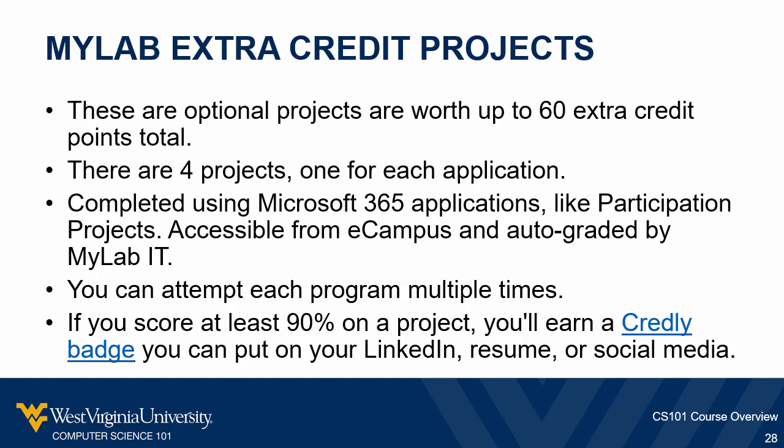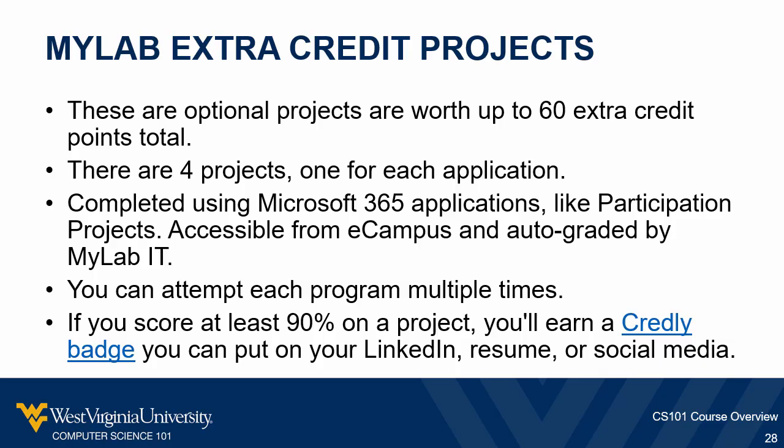If you're looking to improve your grade this semester, the one option for extra credit is going to be our MyLab extra credit projects. There's actually 4 of these projects, each worth 15 points for a total of up to 60 points of extra credit. These projects are going to be completed using the individual Microsoft 365 applications, just like the participation projects and homeworks. You'll be able to get to them from eCampus, and they're going to be auto-graded by MyLab IT. So you'll actually submit using the interface for MyLab IT that's going to be linked from eCampus. For each project, you can try it as many times as you like.